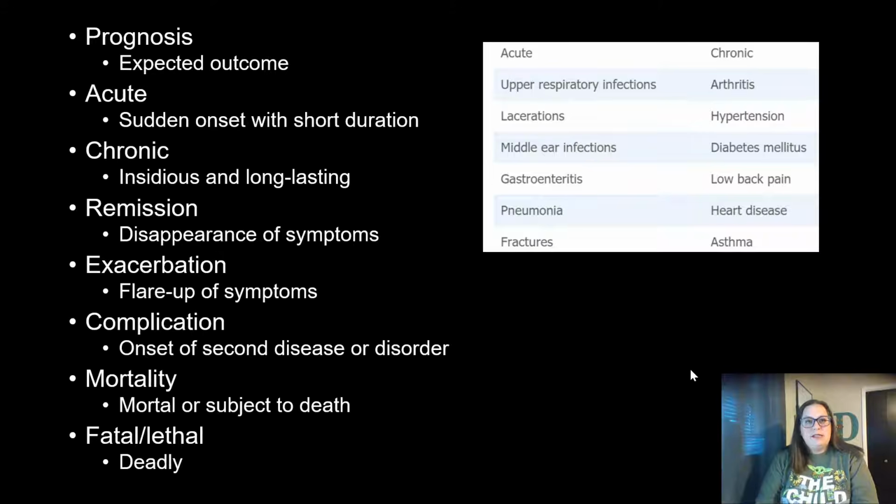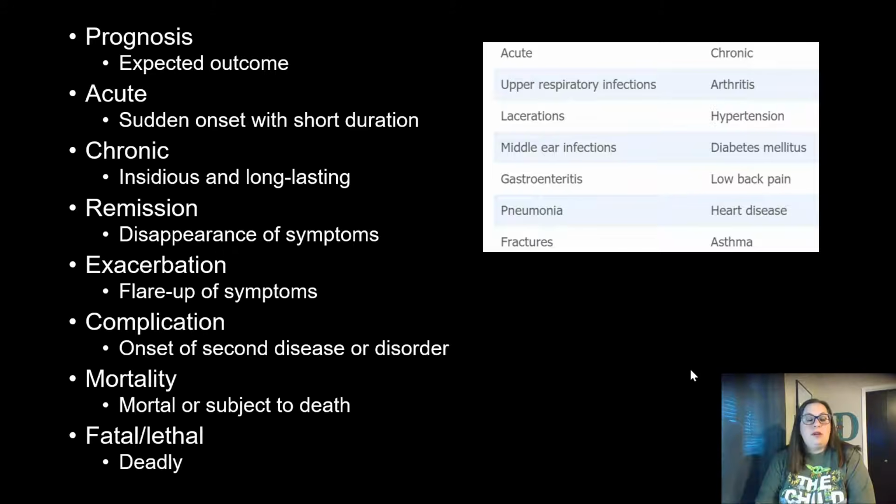When we look at disease, we have things like remission. Remission is a disappearance of symptoms, and we also have exacerbation, which is a flare-up of symptoms. A lot of times with chronic diseases, they might have a remission period where the patient feels better and the symptoms seem to disappear, and then a time of exacerbation where the symptoms are pretty intense. We also have complications. This is an onset of a second disease or disorder. This could come due to the type of treatment, or due to them waiting too long to get treatment.